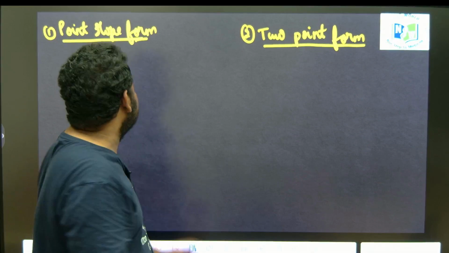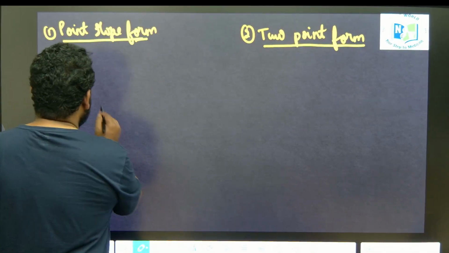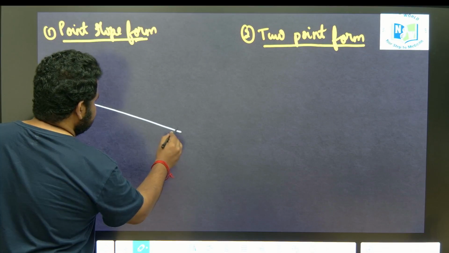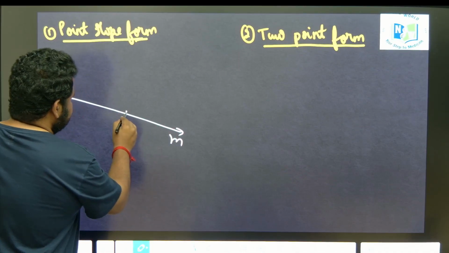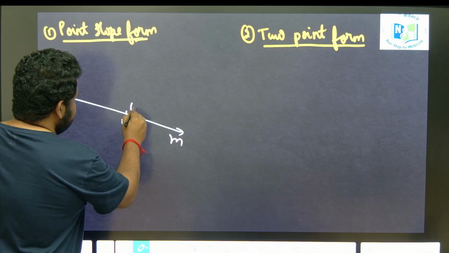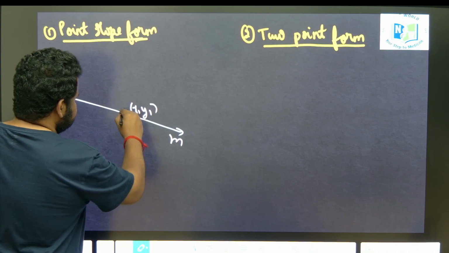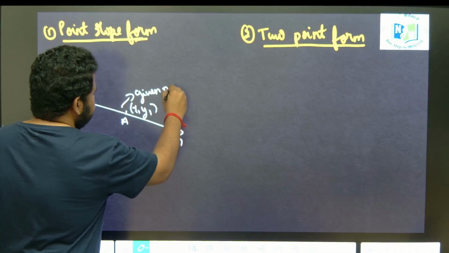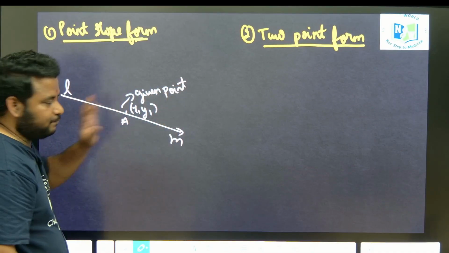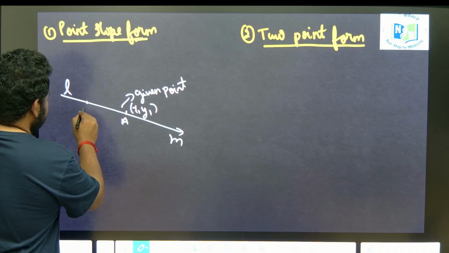So when I talk about point slope form, you must understand one thing. Suppose there is a line. Let us consider a line L and it has a slope m. Let there be a given point A, x1, y1. This is a given point. Let me take another point.